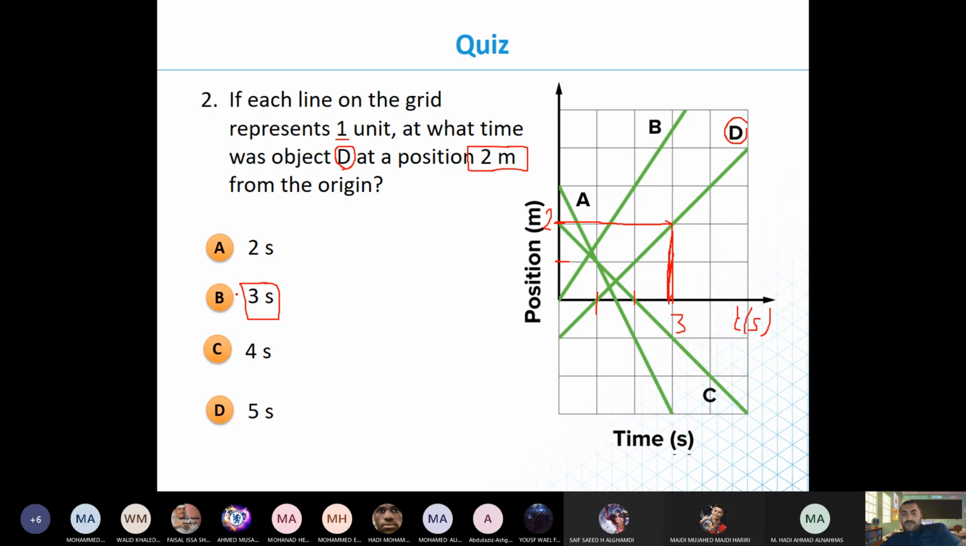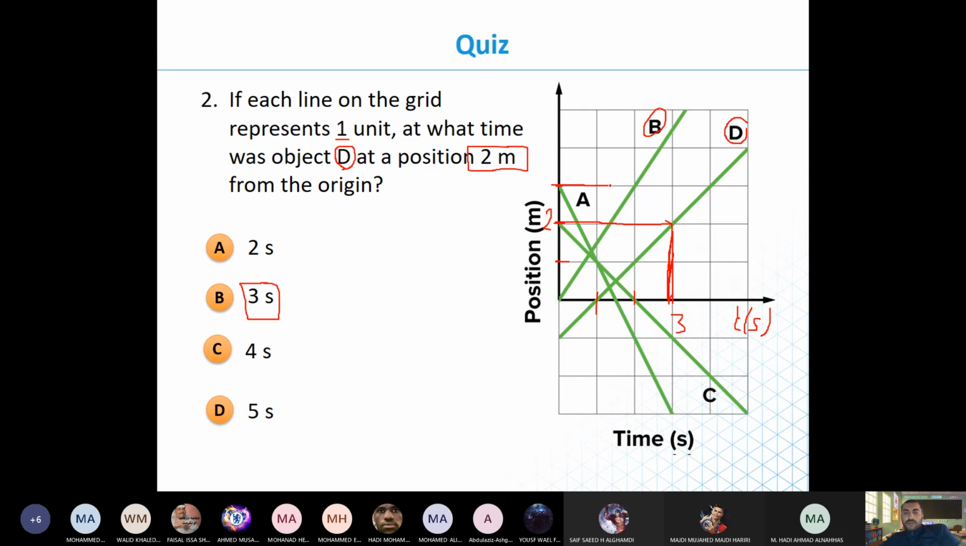So it's clear, guys, about this example. How can I locate it? If the position is 2, then the time is 3. Let's say if the position is another value, use graph B. Okay, if the position is 3, who can tell me what is the time?